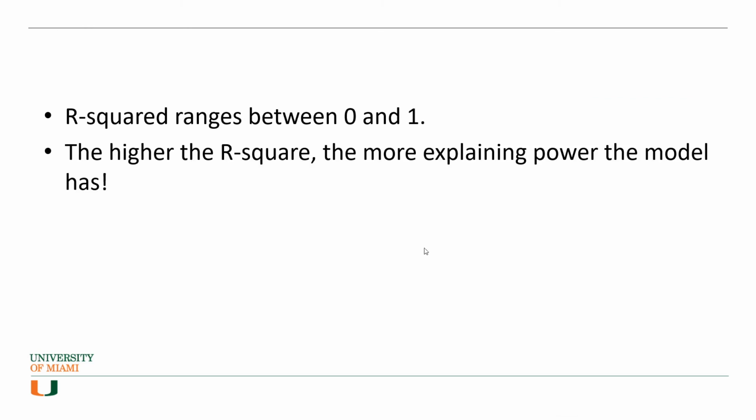A couple of points. R squared ranges between 0 and 1. The higher the R squared, the more explaining power the model has. Basically, your goal is to have a regression model that has an R squared of 1, which very rarely happens. But when you have multiple regression models, one measure that you can evaluate them by is the R squared, and see which one has a higher R squared.